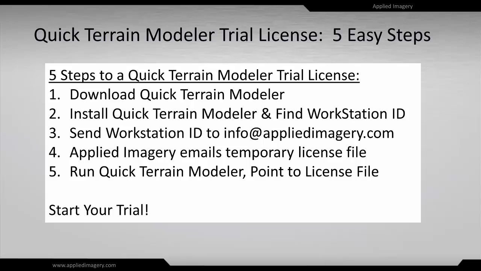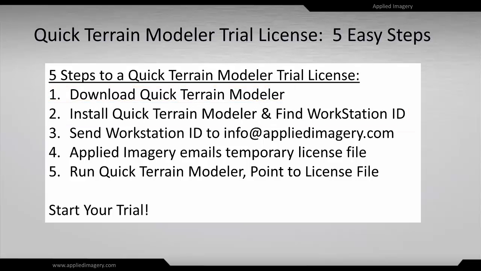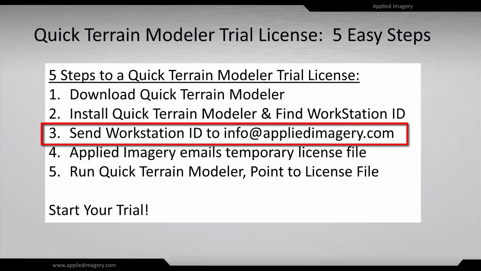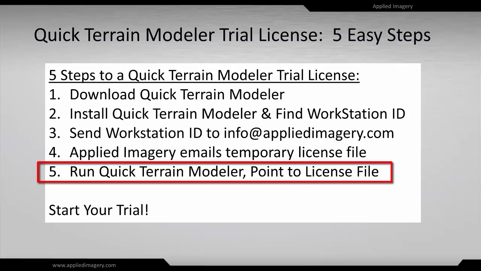There are five easy steps to getting your QuickTrain Modeler trial license. First, download QuickTrain Modeler from our website. Second, install QuickTrain Modeler and find your workstation ID. Third, send that workstation ID to info@appliedimagery.com. Fourth, Applied Imagery will email you a temporary license file. And fifth, run QuickTrain Modeler and point it to the license file that you received.